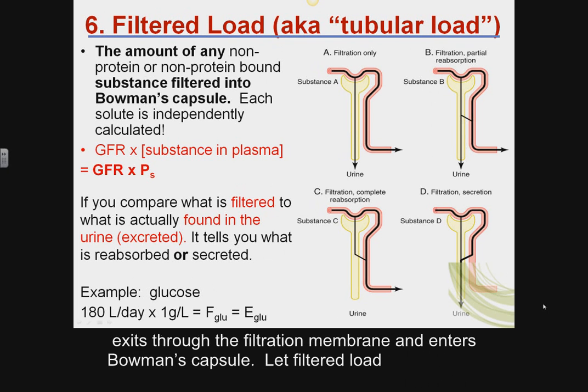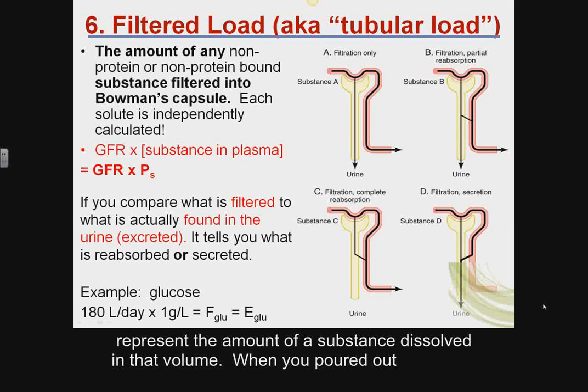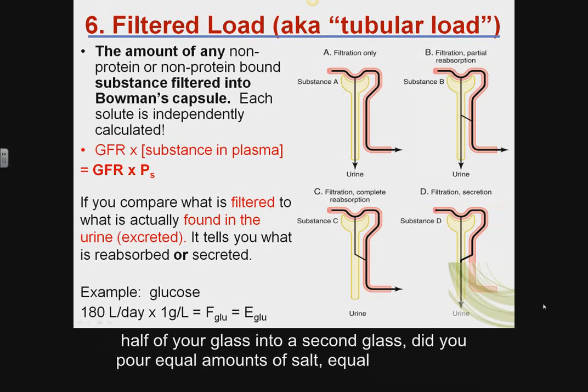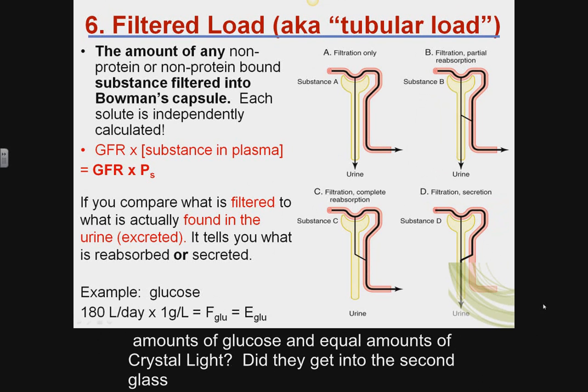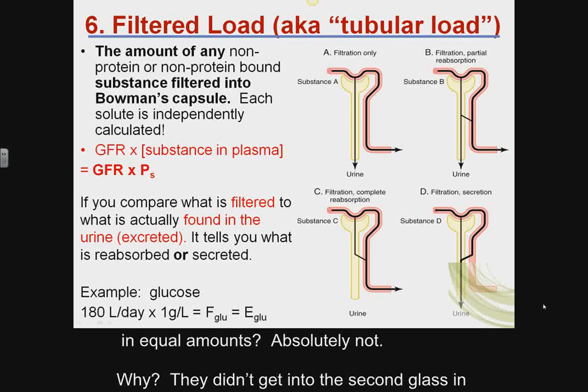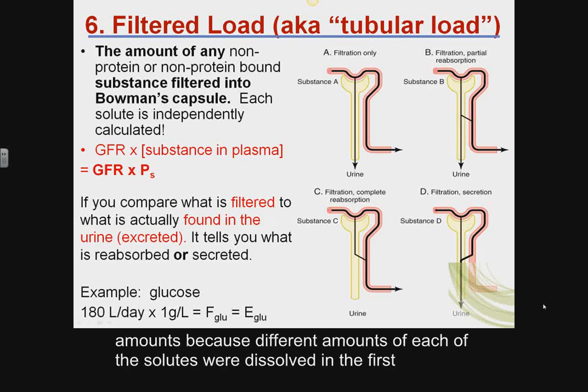Let filtered load represent the amount of substance dissolved in that volume that enters Bowman's capsule. When you poured out half of your glass into a second glass, did you pour equal amounts of salt, equal amounts of glucose, and equal amounts of Crystal Light? Did they get into the second glass in equal amounts? Absolutely not. Why? They didn't get into the second glass in equal amounts because different amounts of each of the solutes were dissolved in the first place.